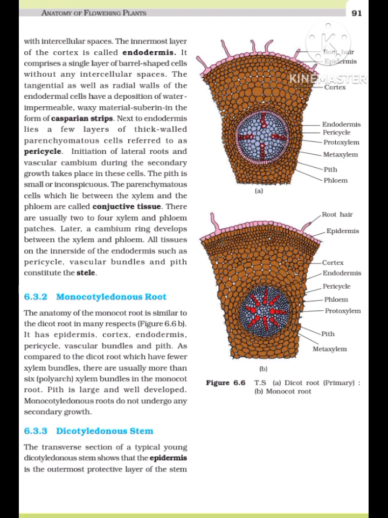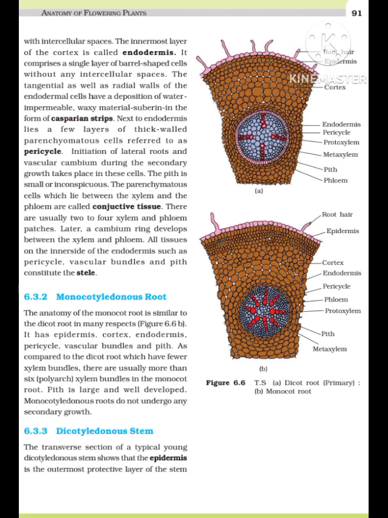There are usually 2 to 4 xylem and phloem patches. Later, a cambium ring develops between the xylem and phloem. All tissues on the inner side of the endodermis, such as pericycle, vascular bundles and pith, constitute the stele. Root hair, epidermis, cortex, endodermis, pericycle, protoxylem, metaxylem, pith, phloem.